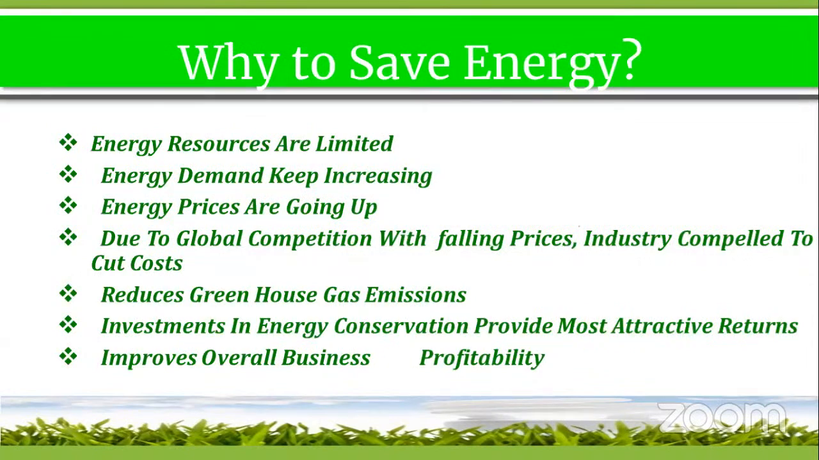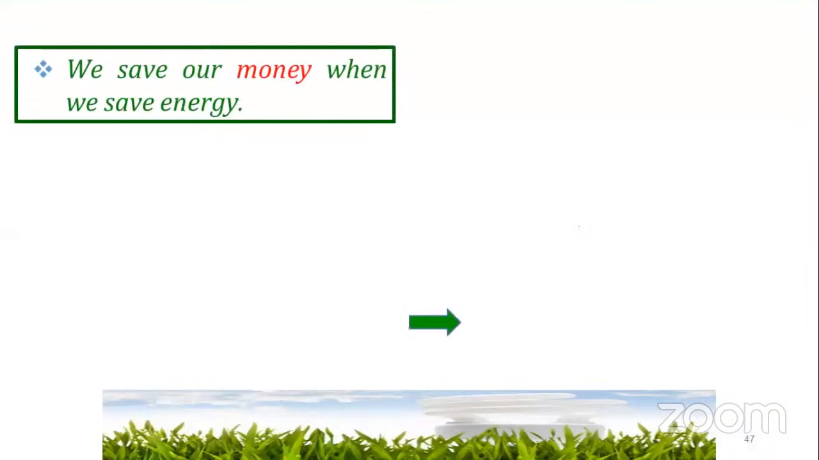Okay, fine. Yesterday we were talking about why we can't save energy, but we can conserve energy. But in common terms, we need to understand why we need to save energy. Because energy resources are limited, energy demand keeps increasing, and energy prices are going up at an alarming level. Due to global competition with falling prices, industry is compelled to cut costs, reduce greenhouse gas emissions, and investment in energy conservation provides more attractive returns and improves overall business profitability. It's about the thought process that is being defined, but how do we go about doing such things?